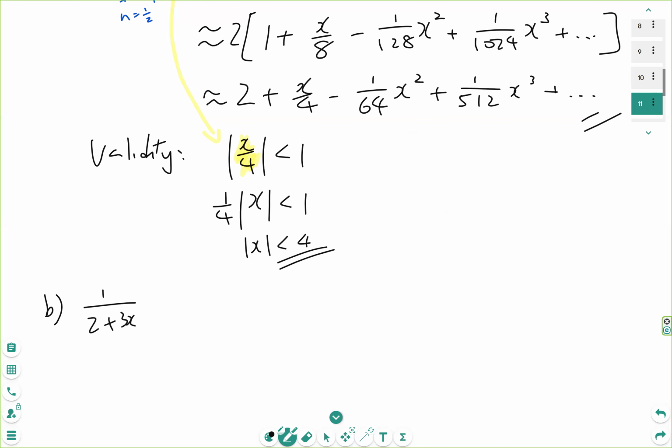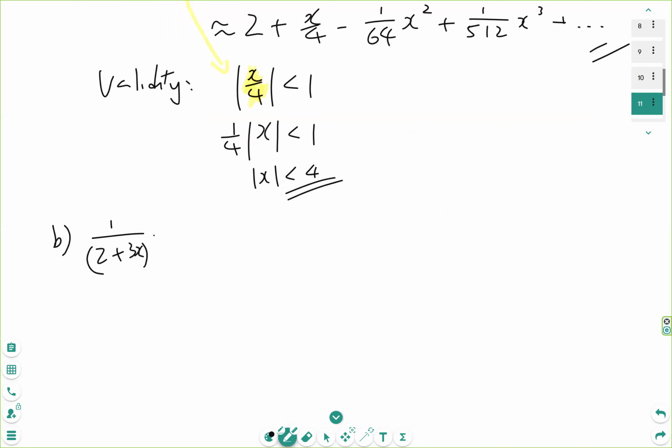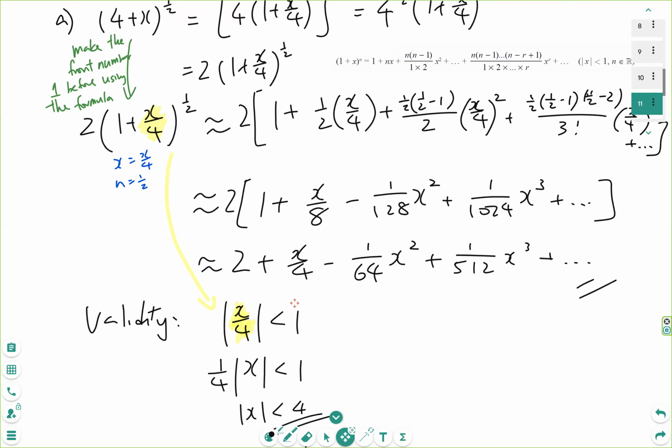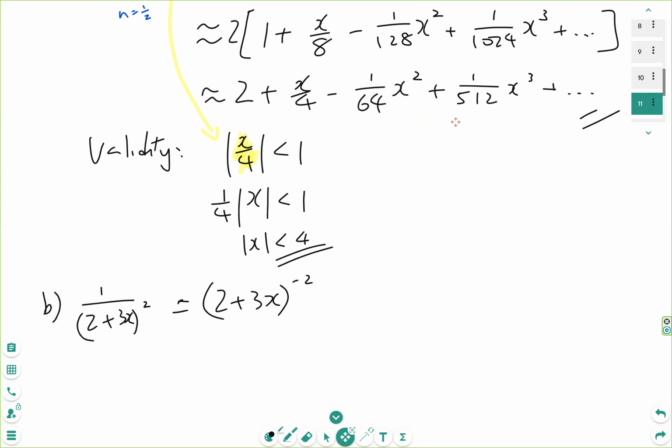2 plus 3x squared, so we can rewrite as 2 plus 3x to the power of minus 2. That's where you can start factorizing the 2, etc. So pause the video, have a go at the factorizing bit. You don't have to do the expansion yet. Check your answer with me before you do the expansion.